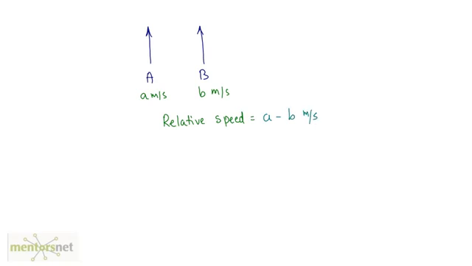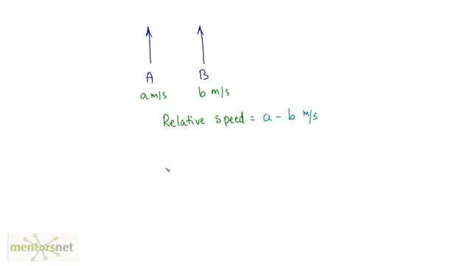So there are two situations in relative speed. One situation is that both the objects are moving in the same direction, and the other situation is that the objects are moving in opposite directions. So let us take the first situation. So these are two objects moving in the same direction. A is moving at A meters per second and B is moving at B meters per second. So what would be the relative velocity? Well, the relative velocity will be A minus B meters per second.